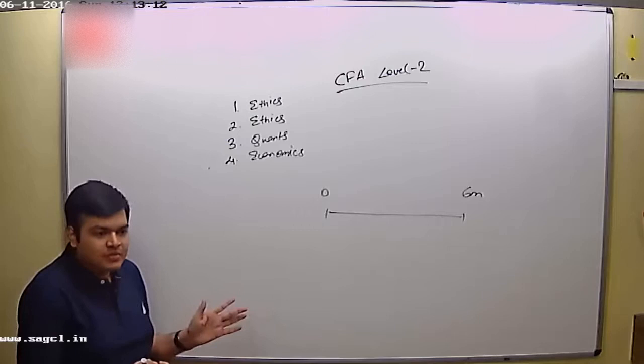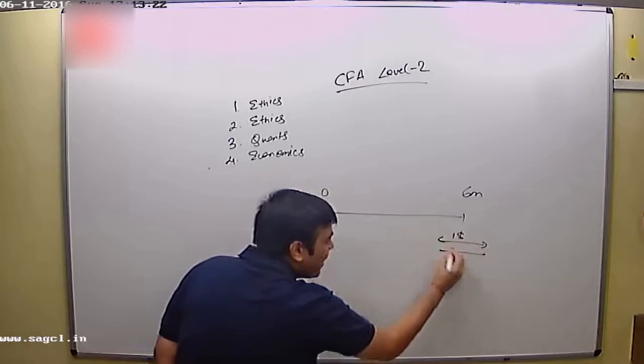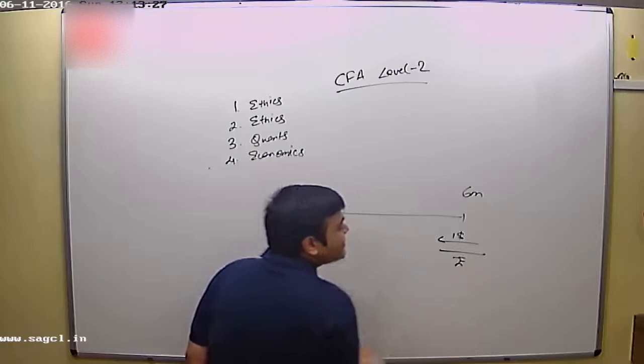You're getting it? Say for example, what did forward price mean? Over here, I want to buy $1, let's say. I will contract today. I want to buy $1. I want to give X amount of rupees over here. That is a forward contract. I will contract today.